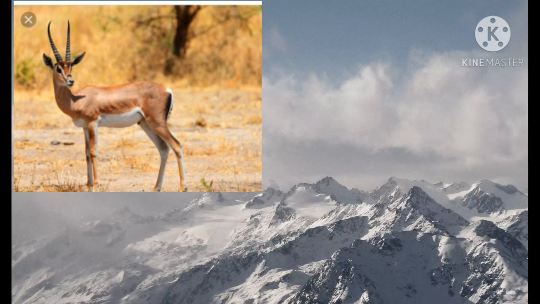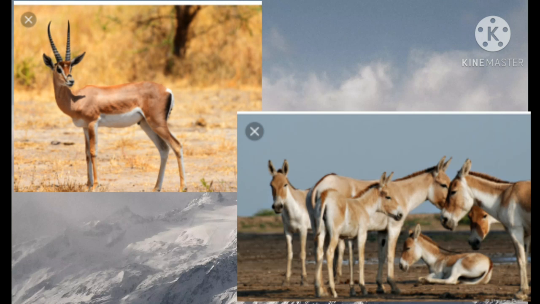Gazelles, so few gazelles they saw. And after crossing a few kilometers, they saw some wild donkeys. Here you can see some wild donkeys also they saw. They were eating their grass and all that. So it was quite void. Okay, it was quite empty.